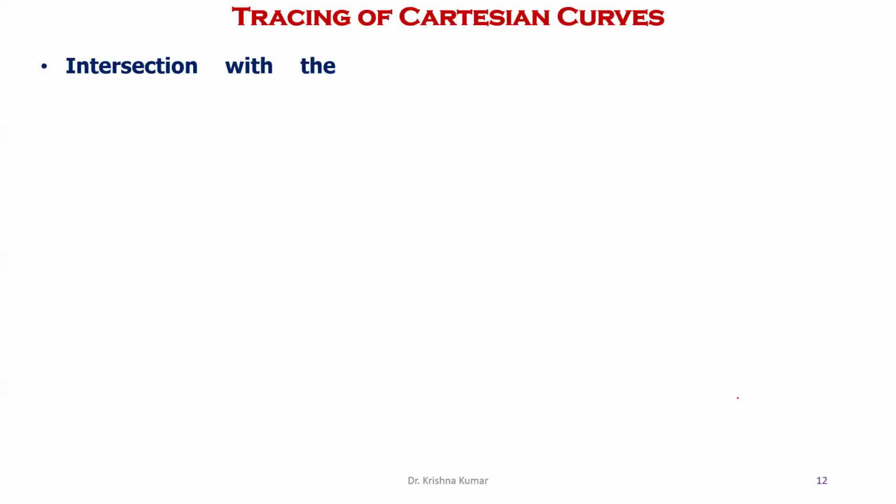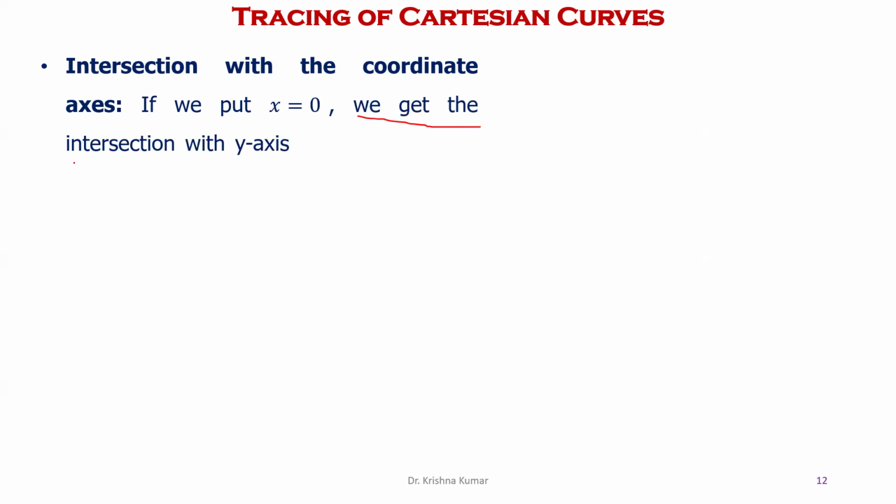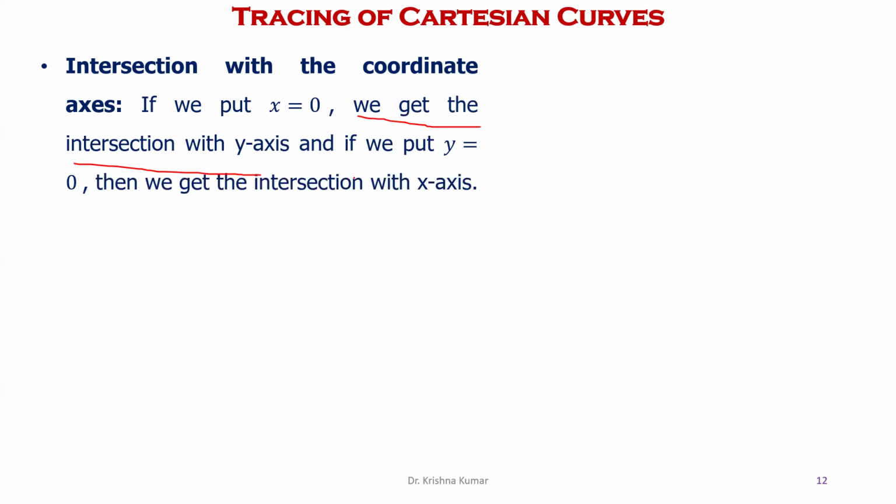The next thing is intersection with the coordinate axis. So if we put x equal to 0, we get the intersection with y-axis because in y-axis x is 0. And if you put y equal to 0, then we get the intersection with x-axis. We also try to find the tangent at these points.